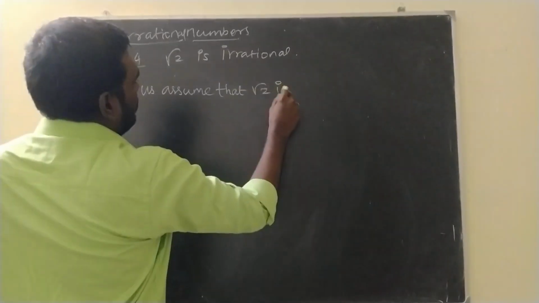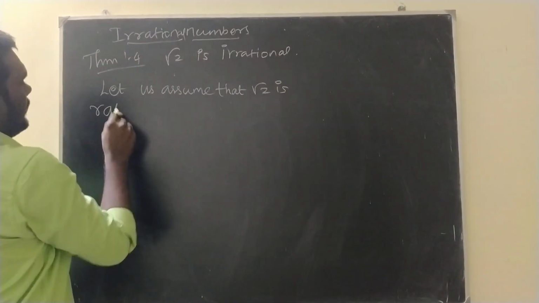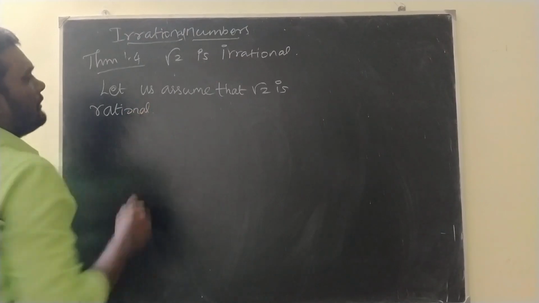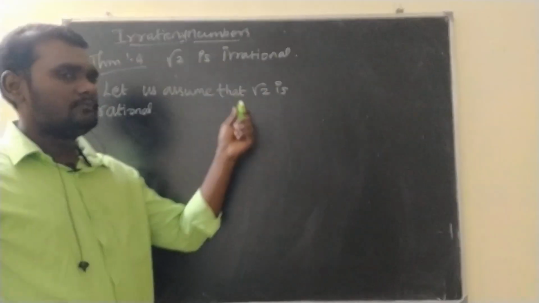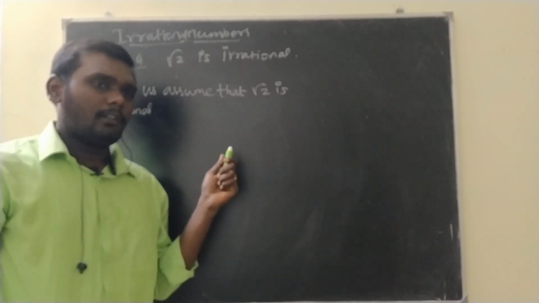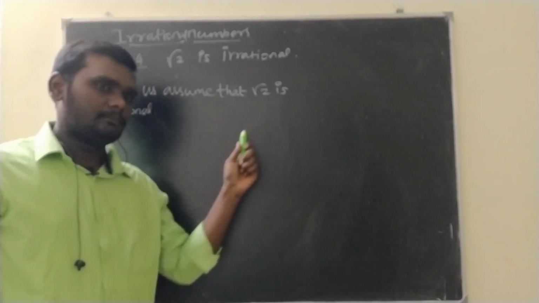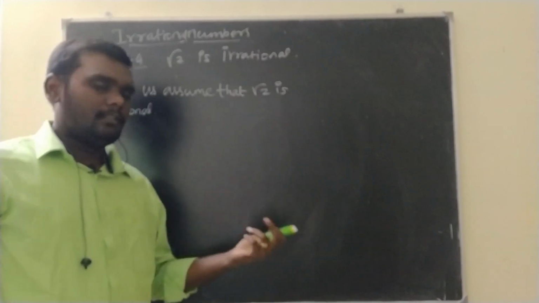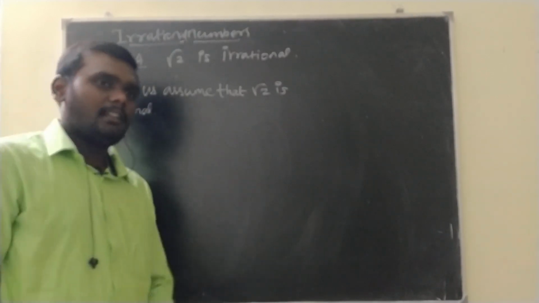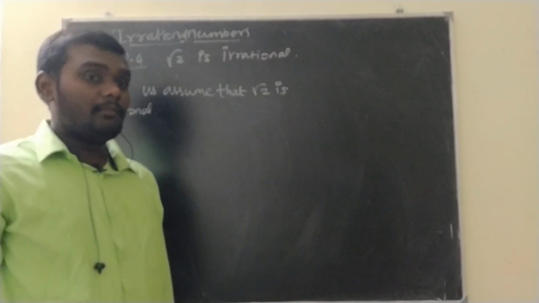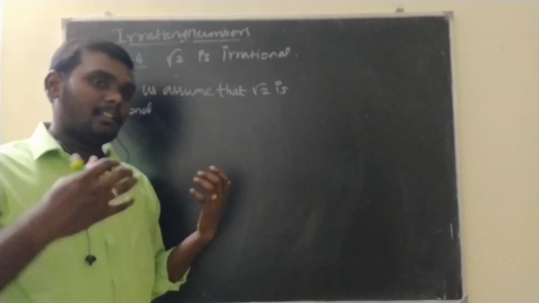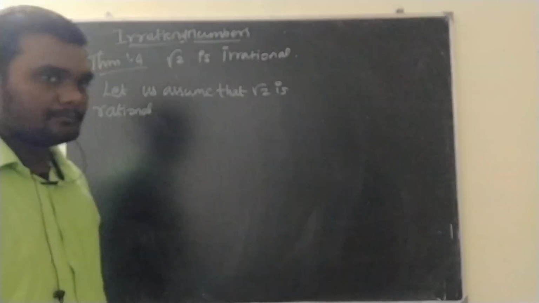So for that, let us assume that root 2 is rational. But we need to prove root 2 is irrational. I told you, this is proof by contradiction. If it is not rational, obviously it is irrational. When we say it is not rational, it means all the other types of numbers will come.